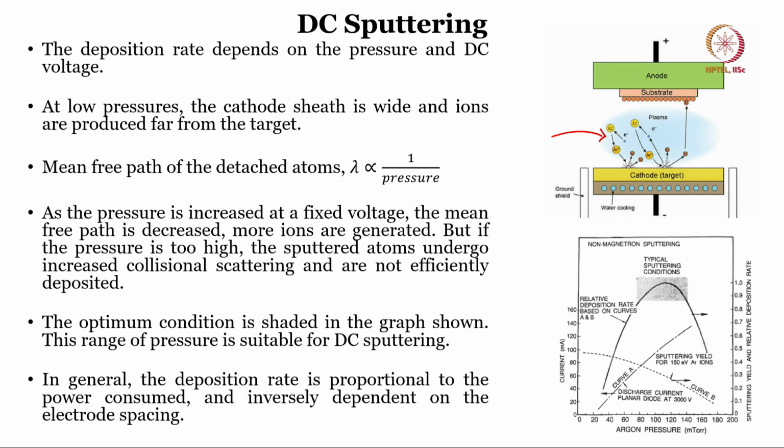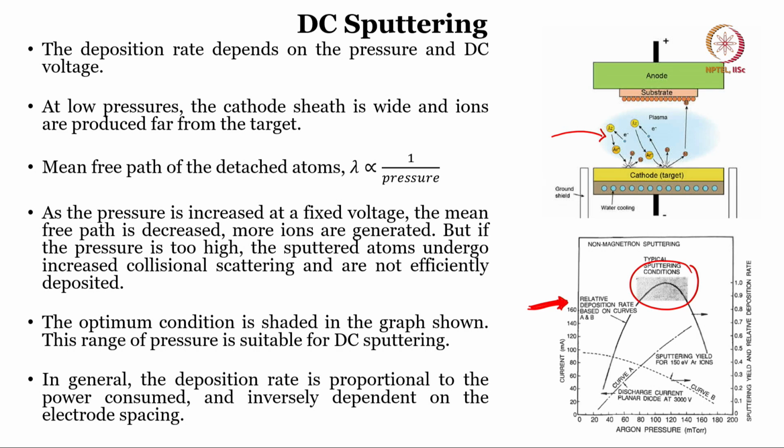We can see in this particular slide how the argon pressure affects the overall properties in terms of sputtering yield and relative deposition rate. At this particular condition, which is a typical sputtering condition, you will see what the pressure and the current values should be. The optimum condition is shaded in the graph, which I have just shown in this particular image, and this range of pressure is suitable for DC sputtering.